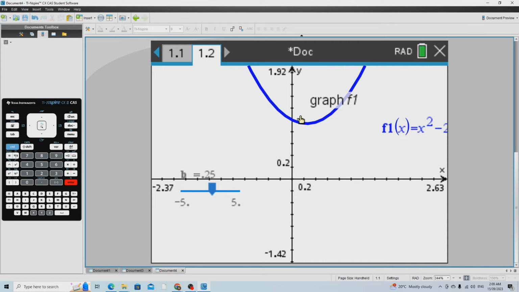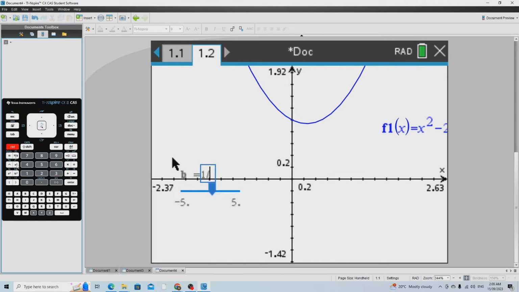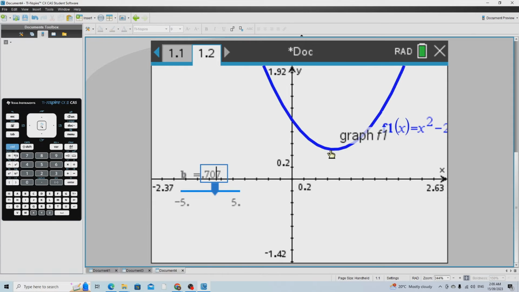So the closest one is actually C, when it's 1 over root 2. Let's try even 1 over root 2. Yeah, they are pretty much the closest out of all of them. So choose C.